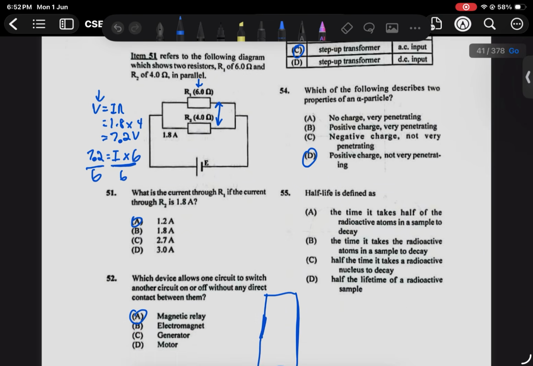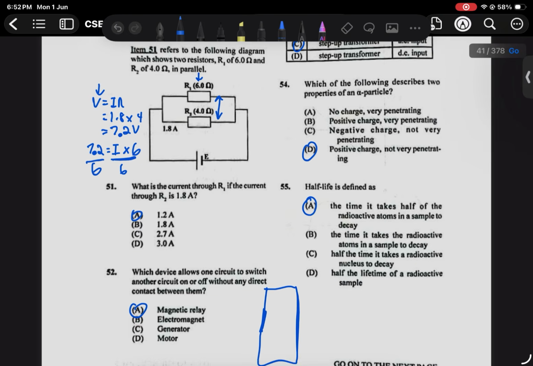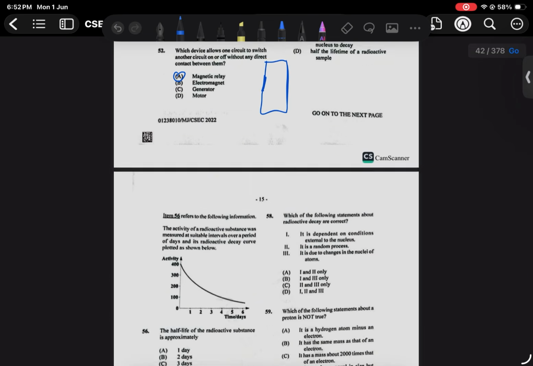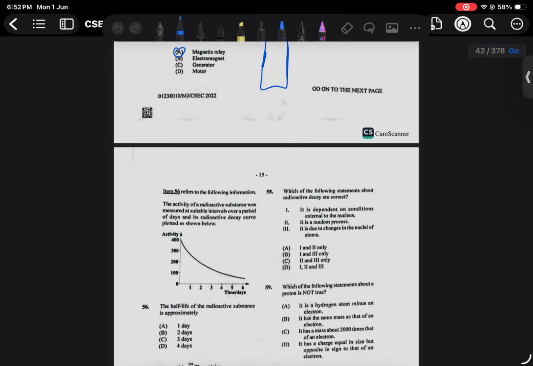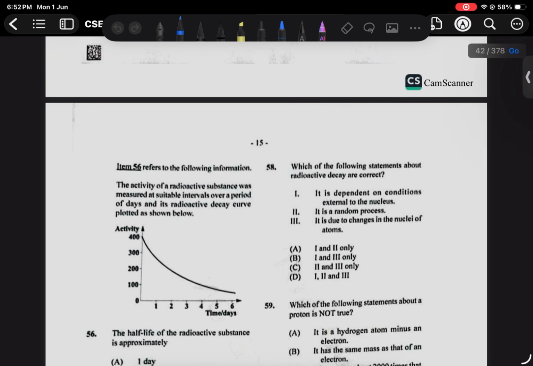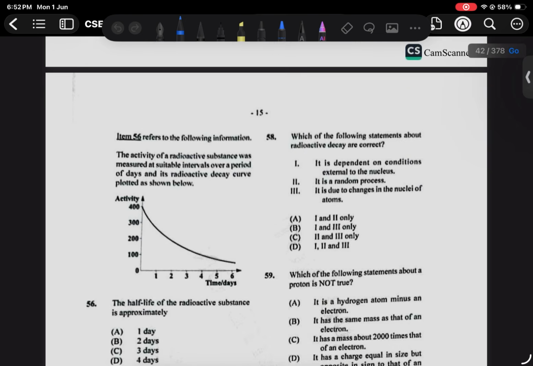Half-life is defined as the time it takes half of the radioactive atoms in a sample to decay. Yes, that looks right. Okay, answer is A: the time it takes half of the radioactive atoms in a sample to decay. Item 56 refers to the following information. The activity of a radioactive substance was measured at suitable intervals over a period of days, and its radioactive decay curve plotted as shown below.